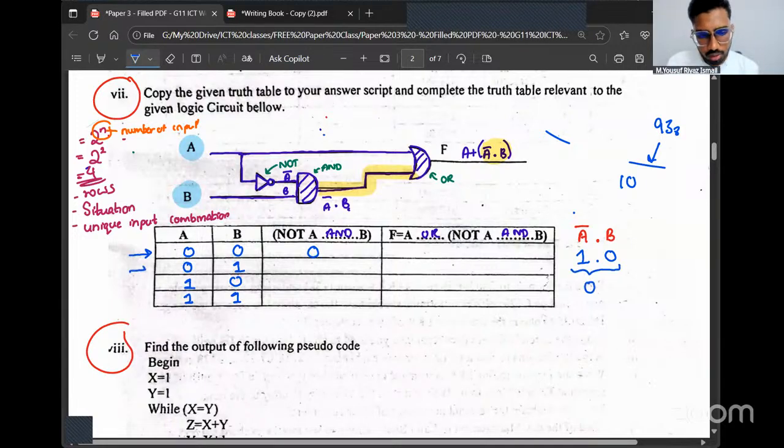Now let's go for the second row. As per the second row, when you say A dash, it means the opposite of A. So what is the value of the opposite of A? In the second row, the opposite of A means?